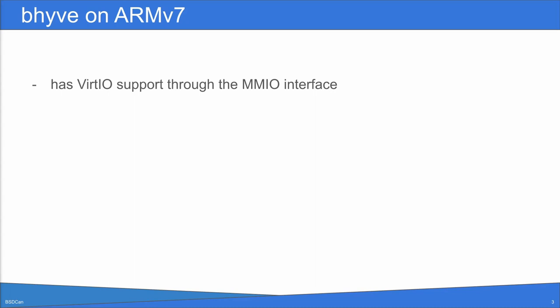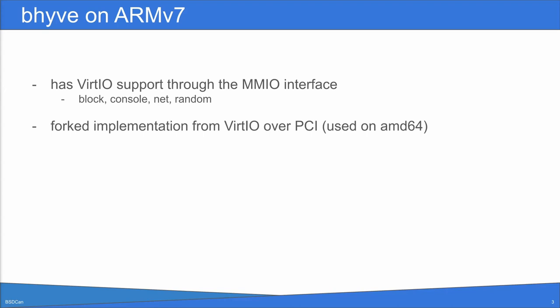It also supports Virtio through the MMIO interface. I've been working on this roughly 2 years ago. It has working block, console, network and random interface support. It's been forked from the Virtio over PCI implementation that was used on AMD64 and implemented the 0.9.4 version of the standard for Virtio devices.